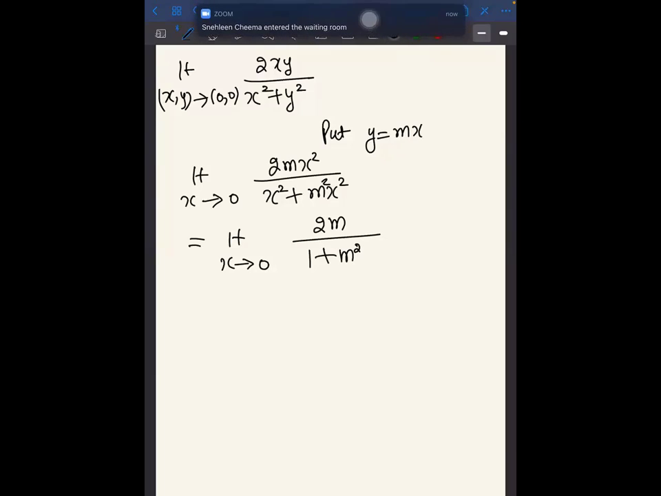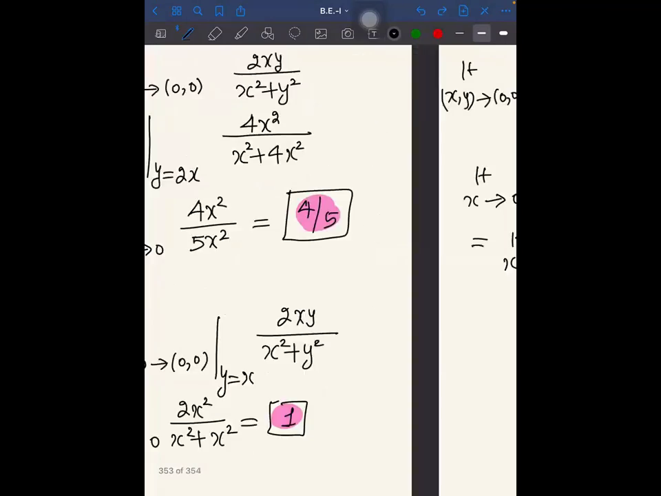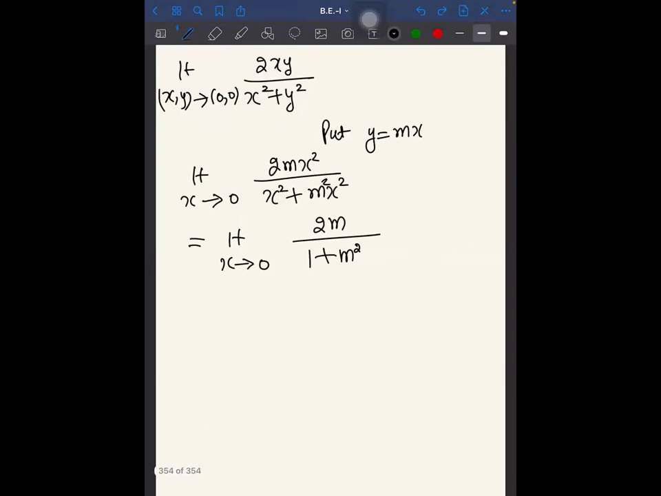बट क्या ये वैल्यू यूनिक रहेगी? नहीं, क्यों? m वेरिएबल है. m चेंज होगा तो वैल्यू चेंज होगी. हमने पीछे वही तो करके दिखाया. एक बार m को 2 चूज किया, एक बार m को 1 चूज किया. तो दोनों में अलग अलग वैल्यूज आई ना. तो यहाँ भी m को 2 चूज करके देख लो, 4 by 5 आएगी. 1 चूज करोगे तो 1 आ जाएगी, है ना.